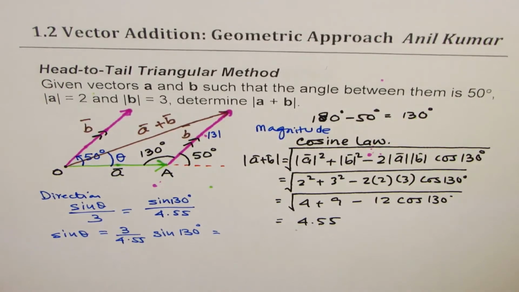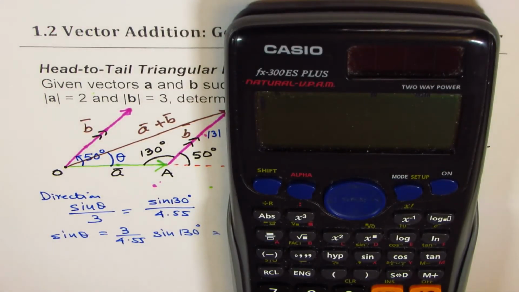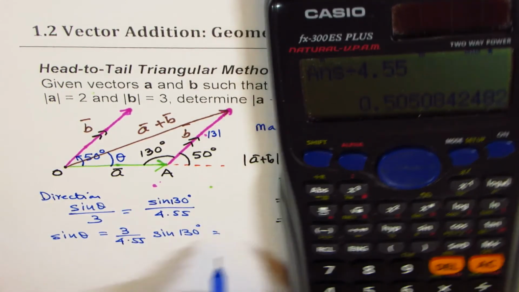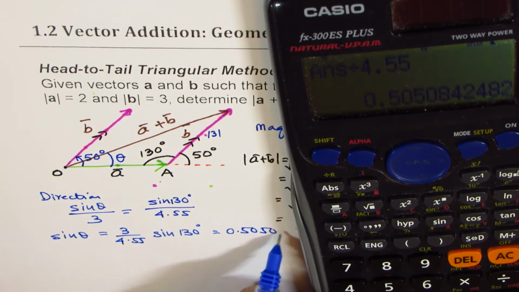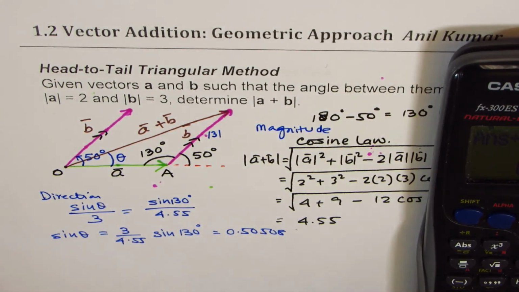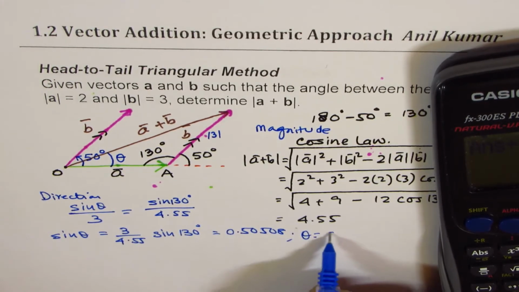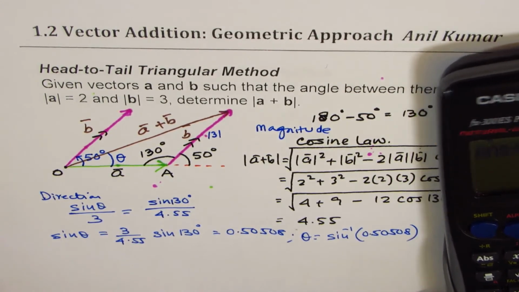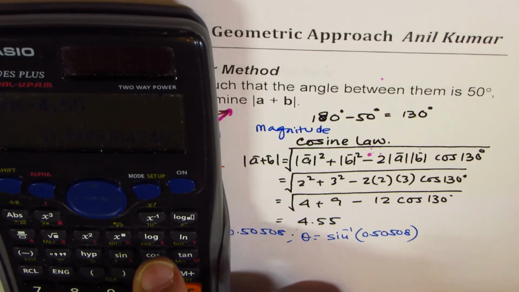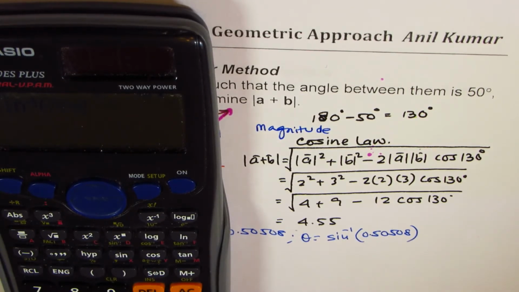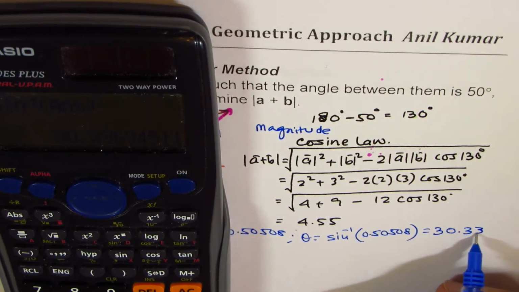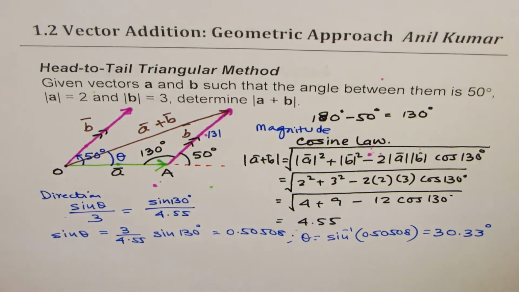Which is, so 3 times sine of 130 degrees divided by 4.55 is equal to 0.50508, and therefore theta is equal to, we can write theta equals to sine inverse of 0.50508, which is, we do sine inverse of our answer, which is equal to 30.33 degrees. Okay? So we get our answer as 30.33 degrees.